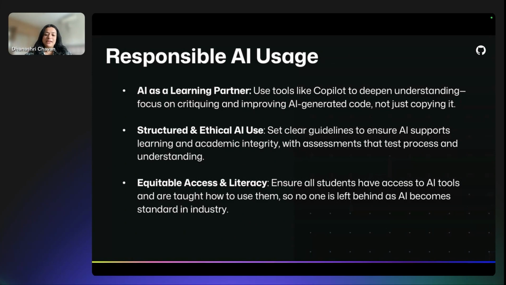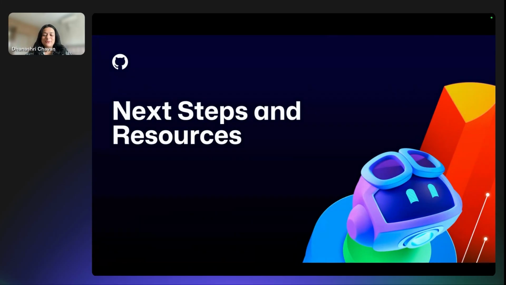Finally, responsible AI usage as educators is extremely important. This is one of your key responsibilities. So you can empower learning with GitHub Copilot by guiding students to critique, not just copy, AI generated code. You can promote ethical, structured artificial intelligence use, and you can ensure equitable access and literacy for all learners anywhere in the world, no matter where they're situated. I hope this is super exciting for you. So, what are the next steps to leverage GitHub Copilot in your teaching?